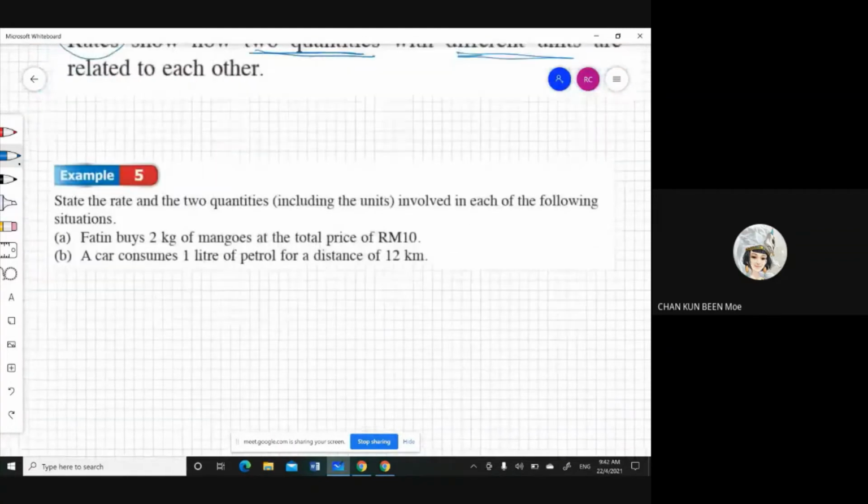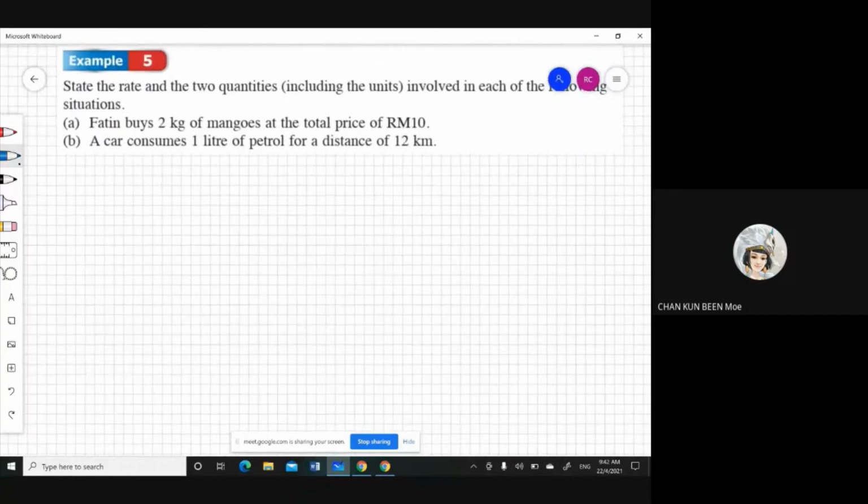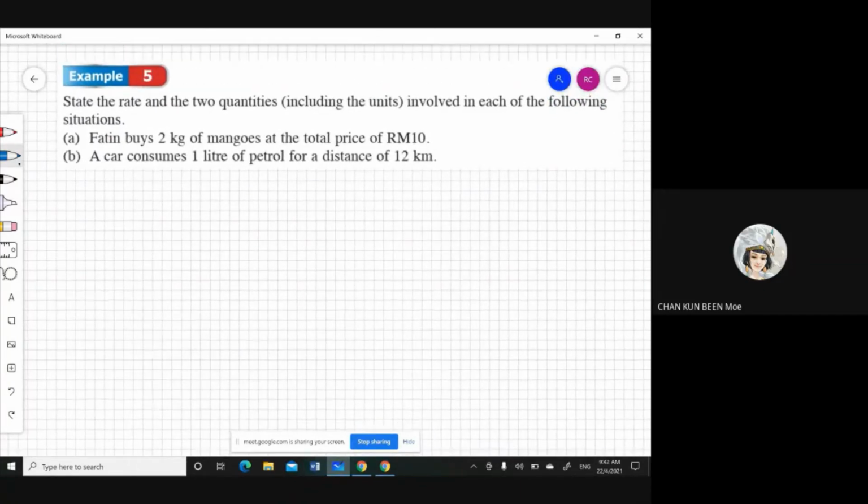Let us look at example 5 here. State the rate and the two quantities including the units involved in each of the following situations. A, Fatin buys 2 kg of mangoes at the total price of RM10. So can you guess what is the rate? The rate will be 10 ringgit over 2 kg. Yes, very good. Can you give me the answer if I ask you how much are the mangoes if it is 1 kilogram only? 5 ringgit. Yes, 5 ringgit, because 2 kilogram represent 10 ringgit. Okay, so now we are done with the rate.